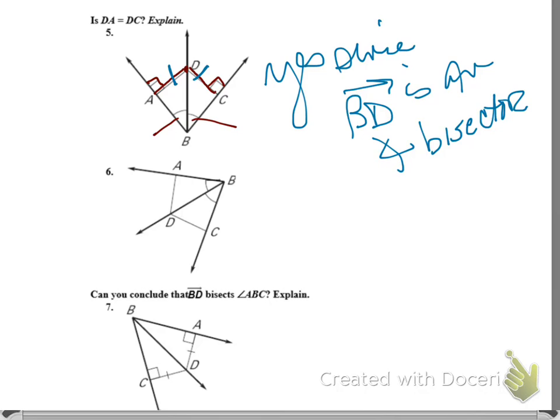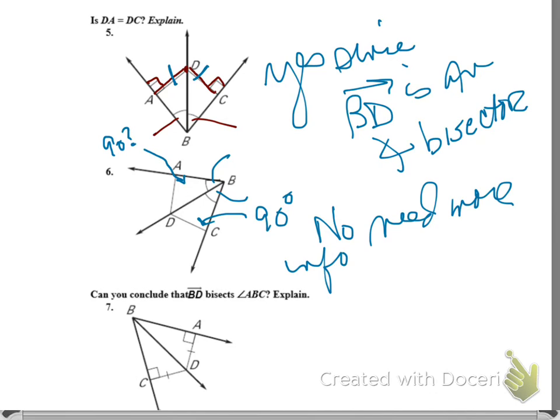I see I have equal angles here. I do not know if angle A right here is a right angle. So I'm going to say 90 degrees, question mark. I don't know. Same thing here. Is this 90 degrees? Since they haven't told me, I cannot assume that it is. And since I can't assume it is, then I do not know if DA equals DC. So I would say no, need more information.